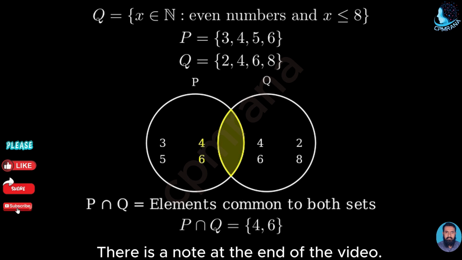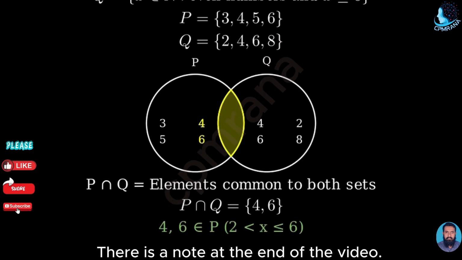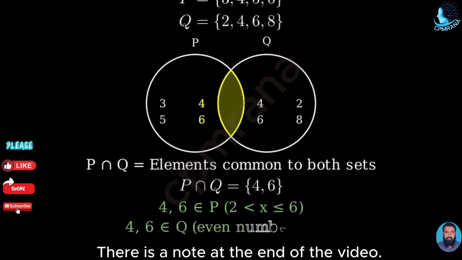To verify our answer, we can check that these numbers satisfy both conditions. Both 4 and 6 are greater than 2 and less than or equal to 6, so they're in set P, and both 4 and 6 are even numbers less than or equal to 8, so they're also in set Q.